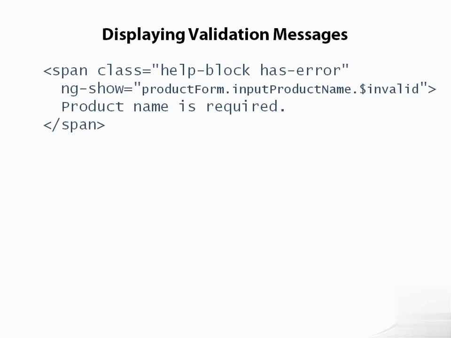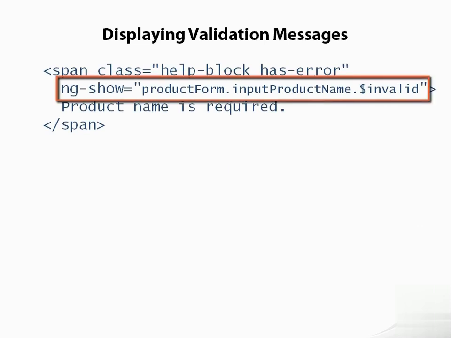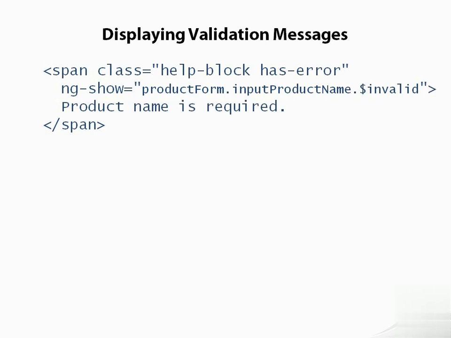To display the message to the right of the input box, use a span element. On the span element, use the ngShow directive to only show the message if the validation state is invalid. Notice that the syntax here is very similar to the syntax we used to mark the data entry field with the has-error style. Let's add this to the edit form.